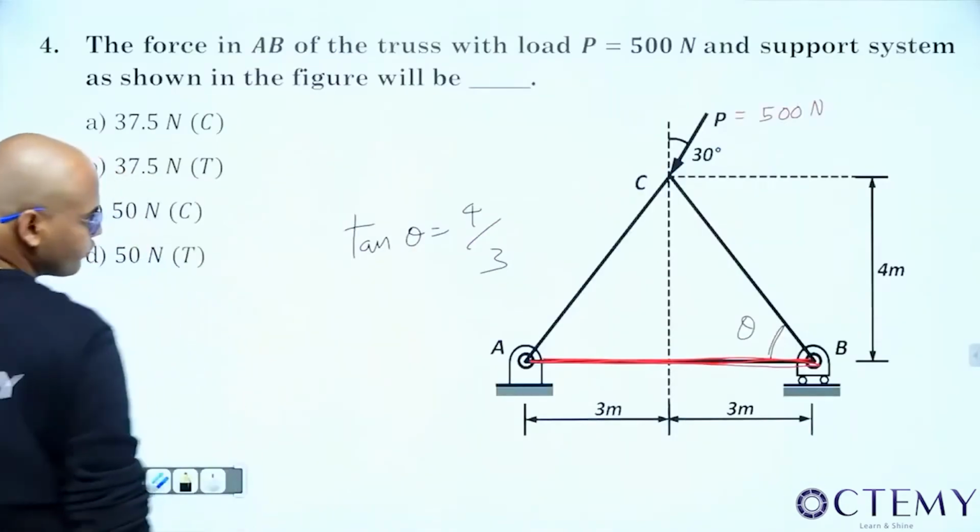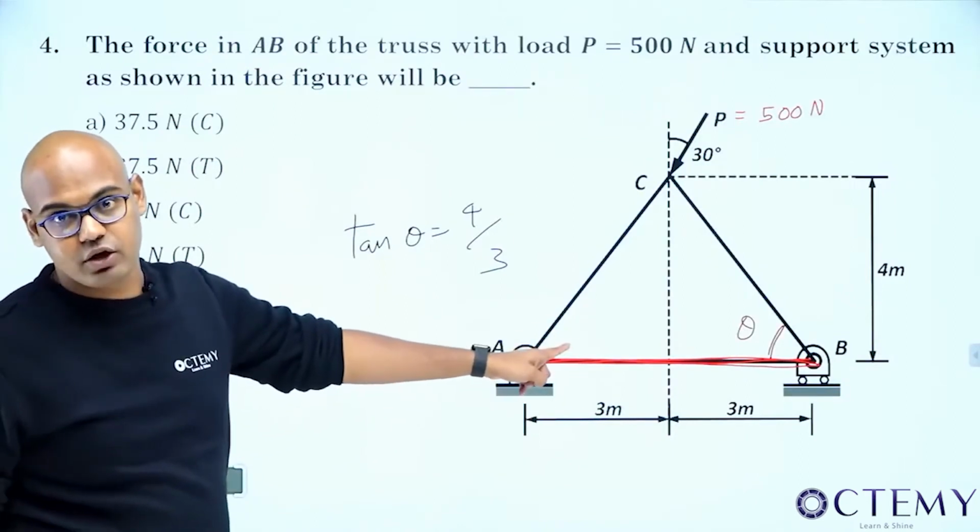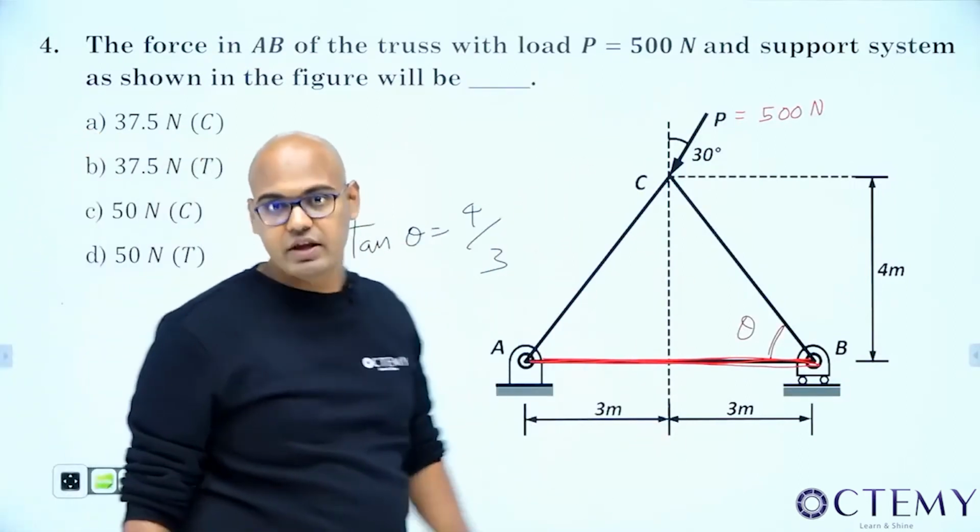So one more problem. One more on the same. See, here also I cannot go with method of sections. That's why I went with method of joints. See, how many are there? Only 3. So I went with method of joints.